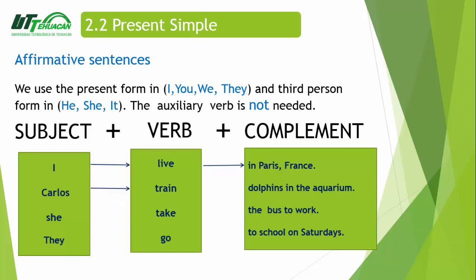Carlos train, but in the case of Carlos, we don't use the present, we use the third person form. Carlos trains dolphins in the aquarium. She take. We don't use the present form of take. We use the third person with she. She takes the bus to work. They go to school on Saturdays.